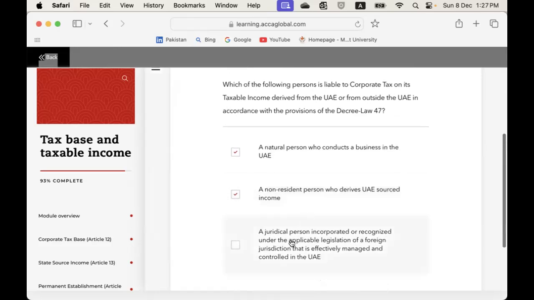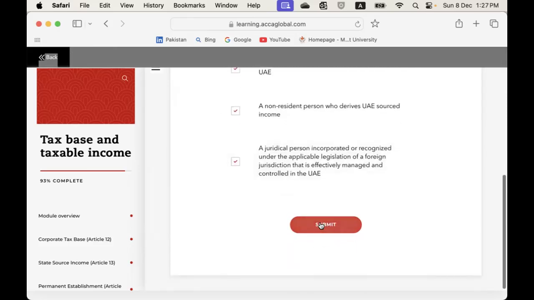Third, a juridical person incorporated or recognized under the applicable legislation of a foreign jurisdiction that is effectively managed and controlled in UAE. Yes, a foreign company managed in UAE.